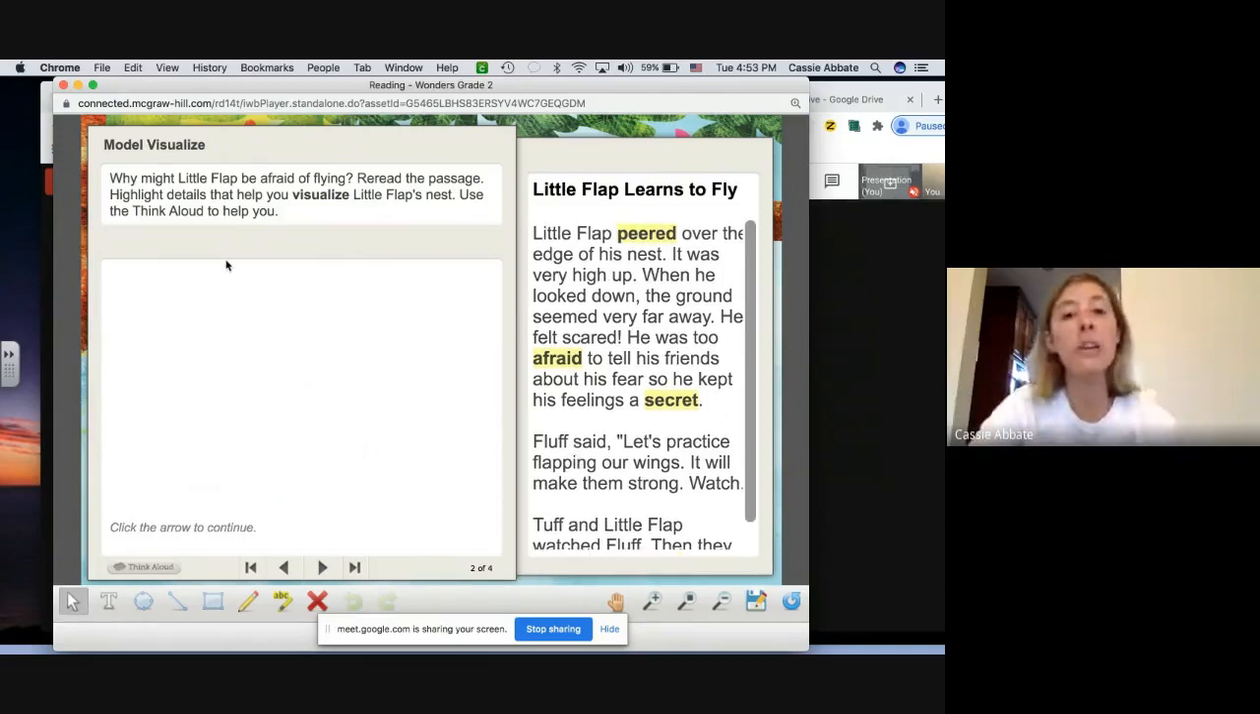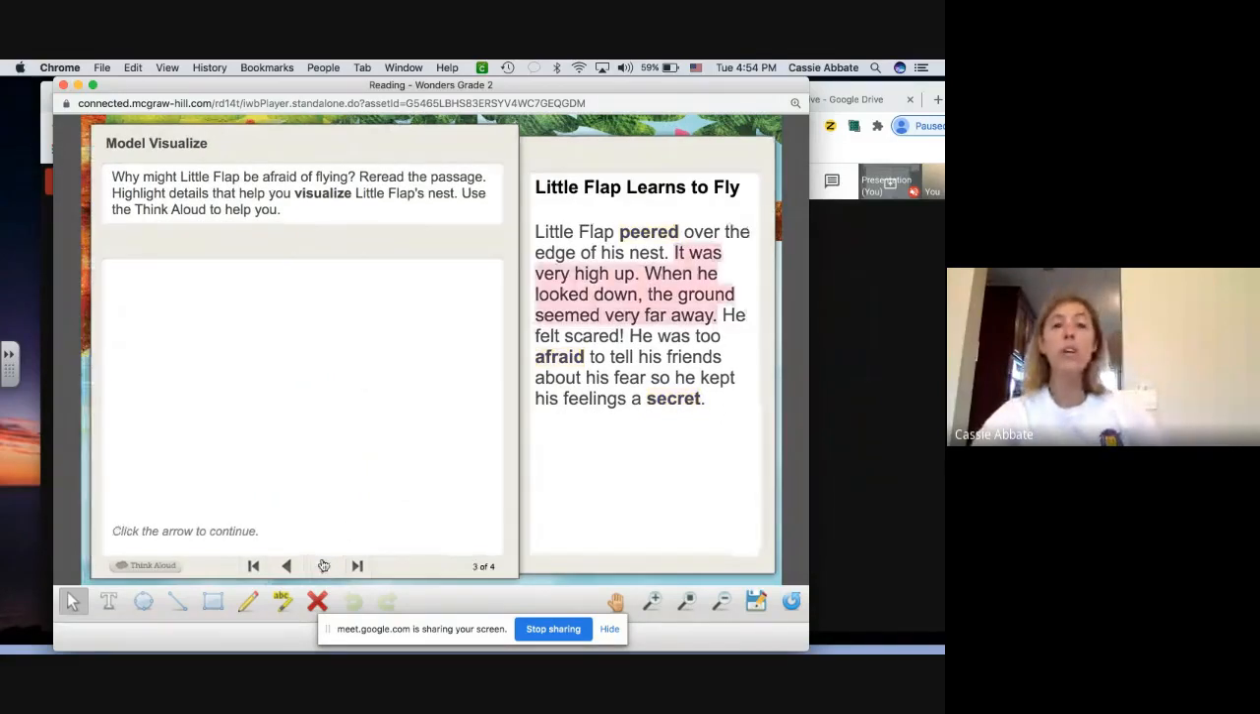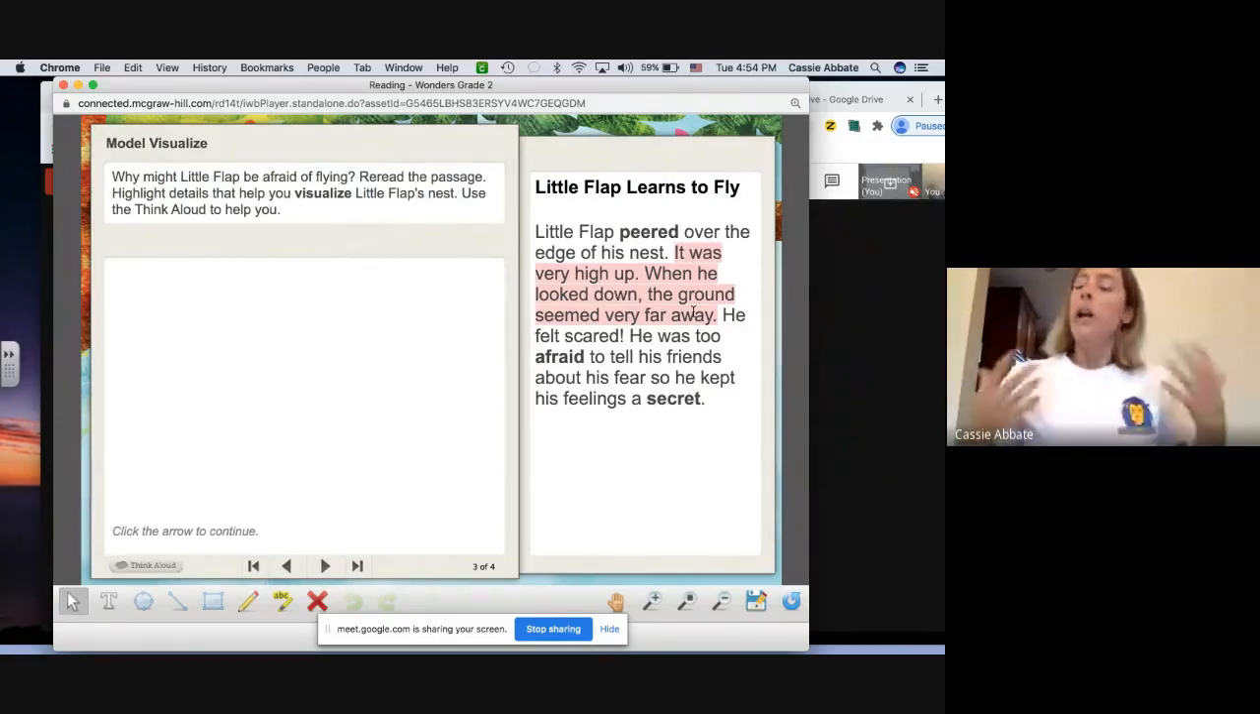Okay, so now that we reread it, why might Little Flap be afraid of flying? So let's visualize Little Flap's nest. So I read that it said it was very high up. When he looked down, the ground seemed very far away. So right now I want you guys to be visualizing. Now we don't live in trees, right? So we can't visualize jumping out of our home onto the ground, right?